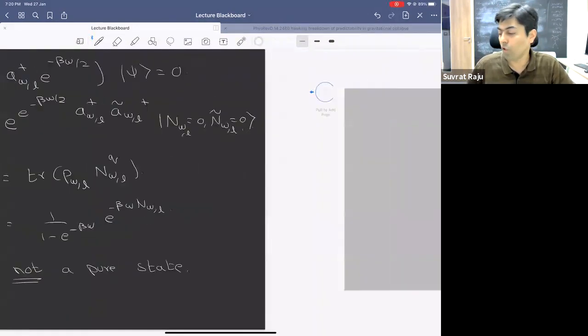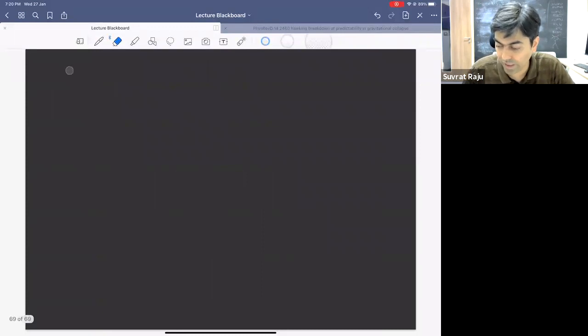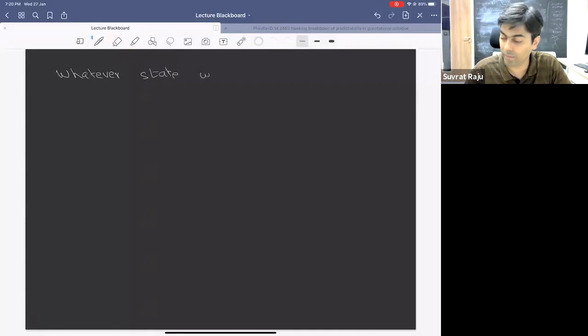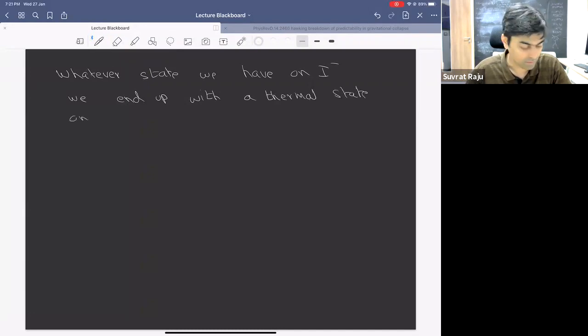Okay? And so we find that whatever state we start with on Scri minus, we end up with a thermal state on Scri plus. And this is obviously a paradox because it's in contradiction with unitary evolution of quantum mechanics.